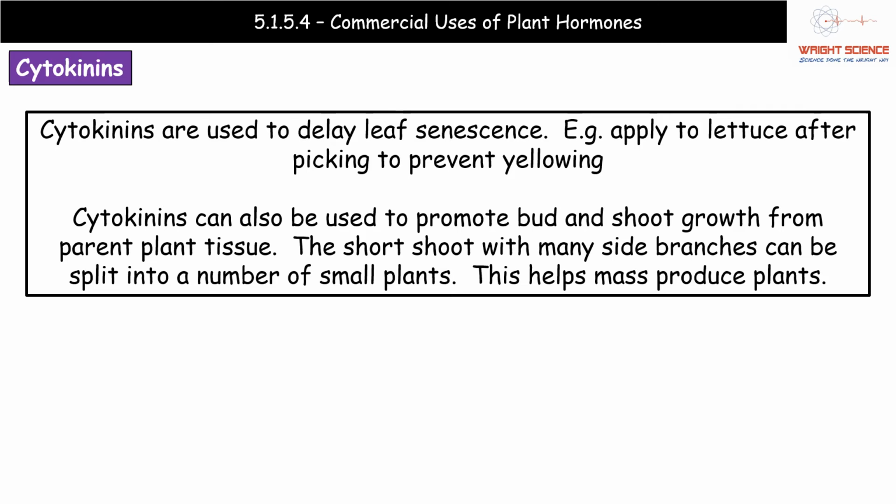The other place that we can actually use our cytokinins is to promote bud and shoot growth from that parent plant tissue. And this is actually advantageous when we want to mass produce plants, because what we're going to end up generating is a short shoot with lots of side branches. And obviously those side branches can then be split off to form their own individual plants, which will all be identical copies of that parent plant. So this allows us to mass produce plants where we know what we're going to get.